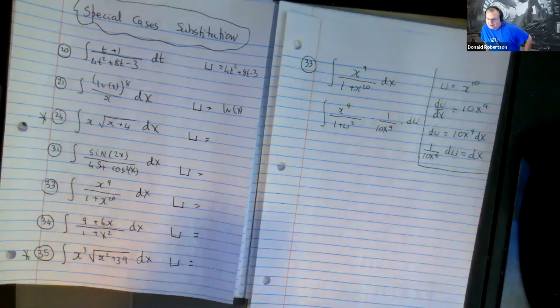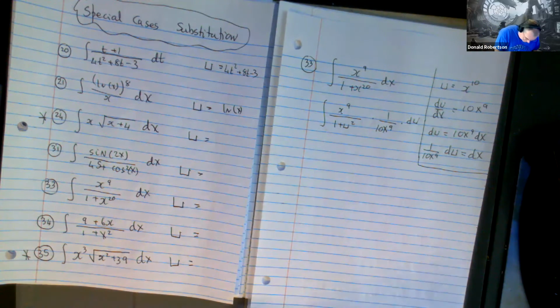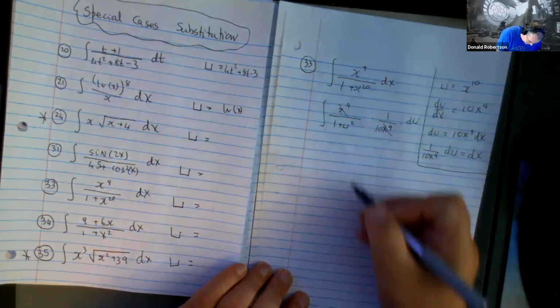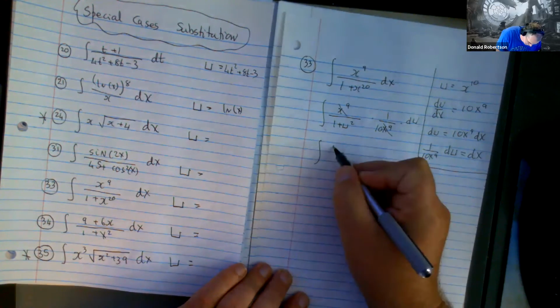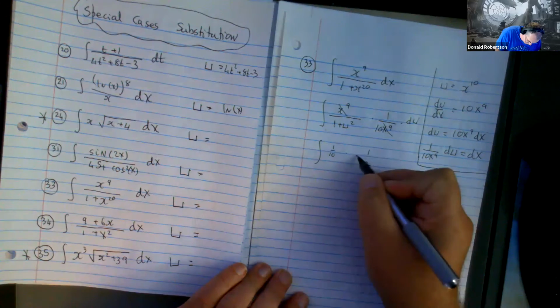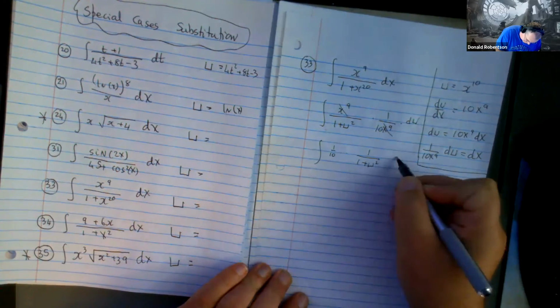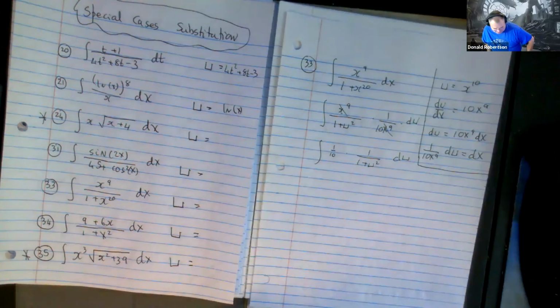Can you see in these special cases, nothing's handed to you on a plate? Don't you have to almost think about everything? How's this going to work? Is that going to work? What's this going to become? Now, they'll cancel. And I will call this 1/10, 1 over 1 plus u squared, because in my brain, that's easy to see.